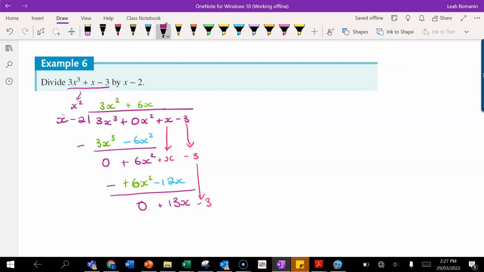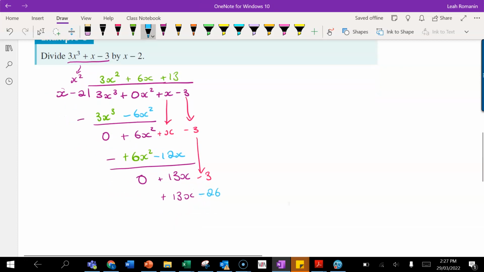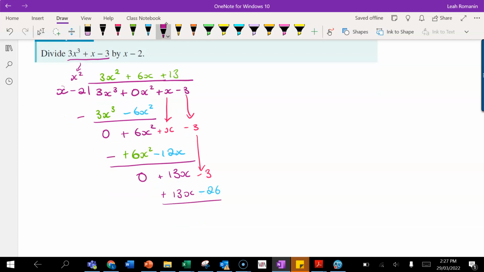Okay, 13x divided by x, I'm going to write up here plus 13. And then 13 times x is going to be 13x. 13 times negative 2 is going to be negative 26. Okay, so 13x minus 13x is going to cancel out to 0. 3 plus 26 is going to be plus 29. Now this 29 this time, this is actually our remainder. So this time we do have a remainder, so sometimes they don't go perfectly into each other, and that is okay.